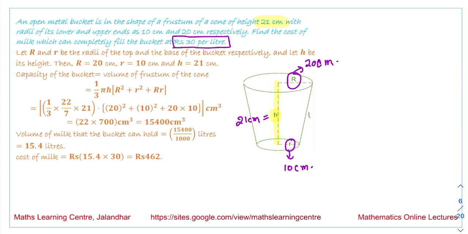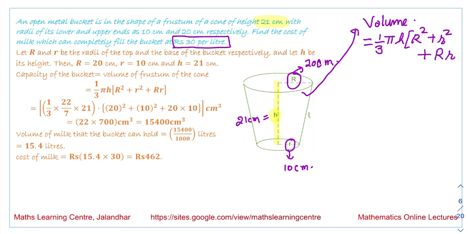So we have to find basically the volume of this bucket, and the formula for the volume we know is 1 by 3 pi h into capital R square plus small r square plus capital R into small r. If you are not able to remember this formula or you forget this formula, what you will have to do is, you will complete this cone. I'm just saying you should remember this formula.